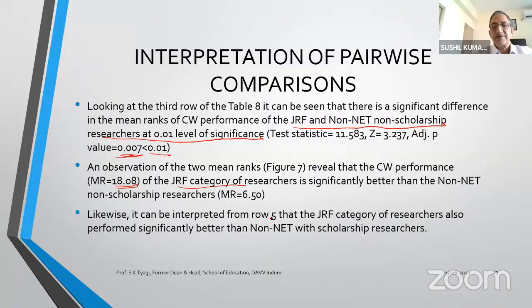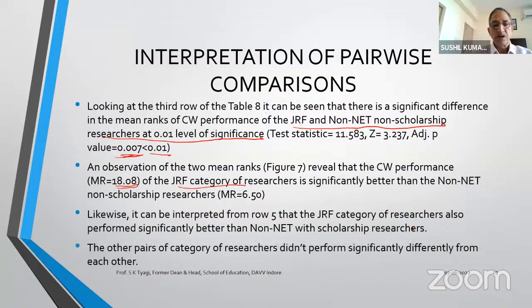Likewise, it can be interpreted from row 5 that the GRF category of researchers also performed significantly better than non-net with scholarship researchers. The other pairs of categories of researchers did not perform significantly different from each other.